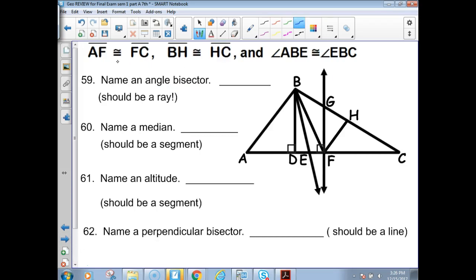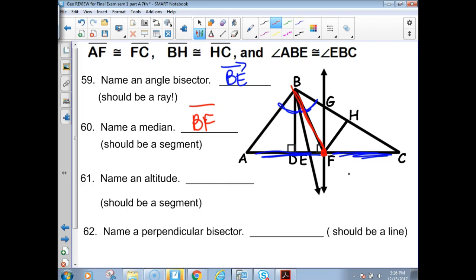We're told that AF is congruent to FC. That's like this segment here and this segment here are equal. BH is congruent to HC, so we've got another bisector up there. And angle ABE, up here, is congruent to angle EBC, which is over here. So I've got an angle cut in half right there. There's your angle bisector, ray BE. A median goes to a midpoint, which is here. That's going to be BF, segment BF.